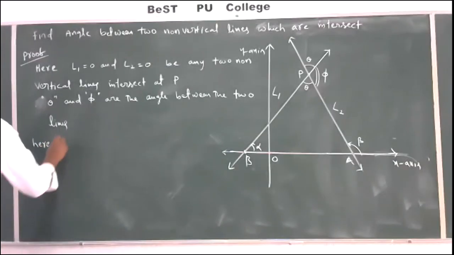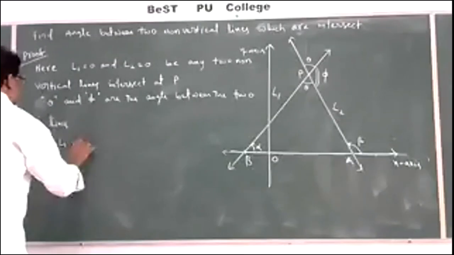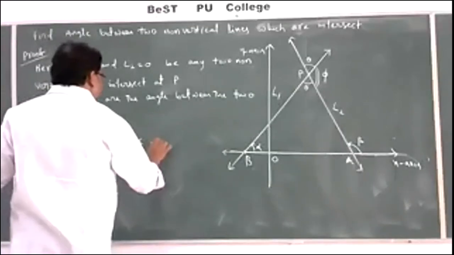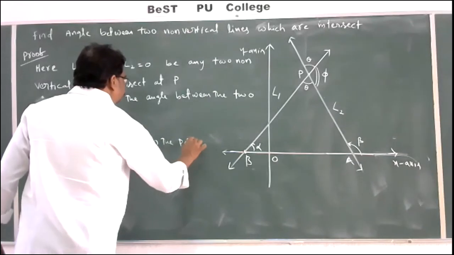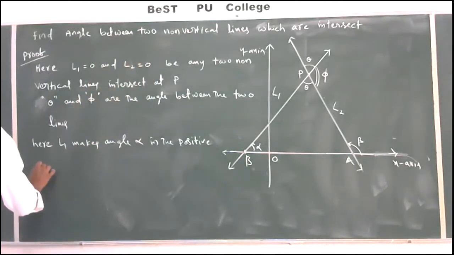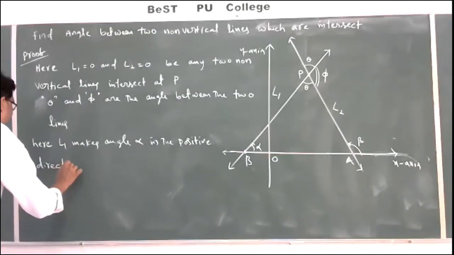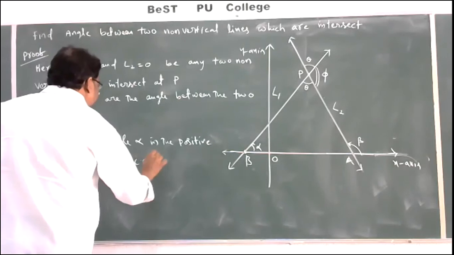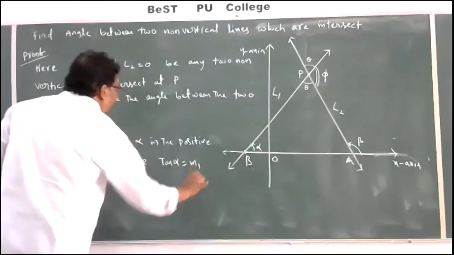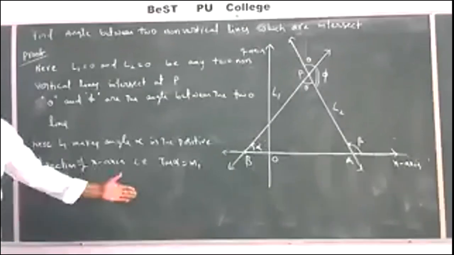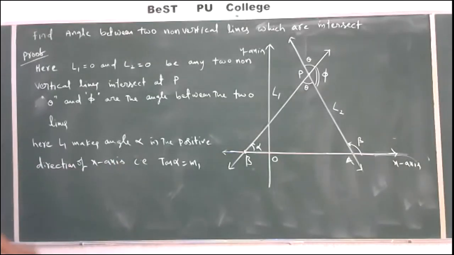Here L1 makes an angle alpha in the positive, that is anti-clockwise, direction of the x-axis, that is, tan alpha is equal to M1, the slope of the line L1. If alpha is the inclination of the line L1, then tan alpha is the slope of the line L1, that is M1.